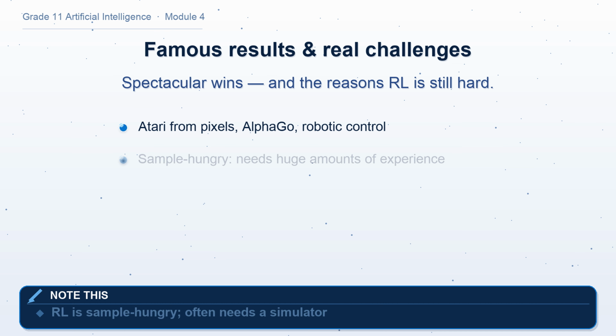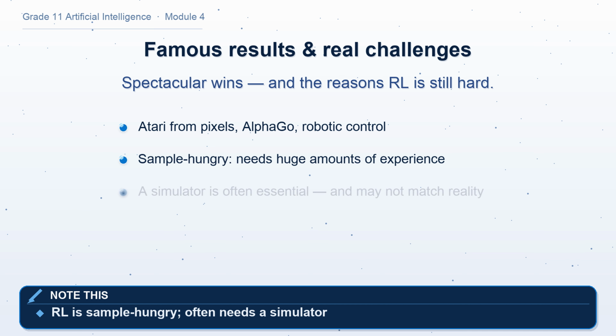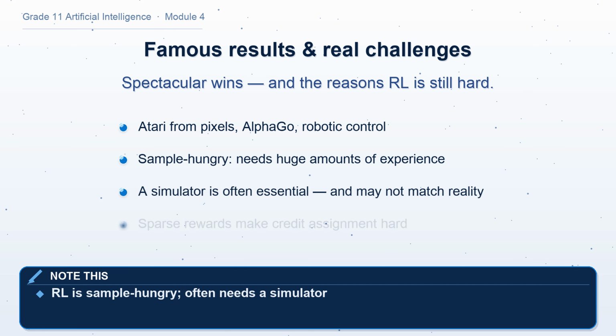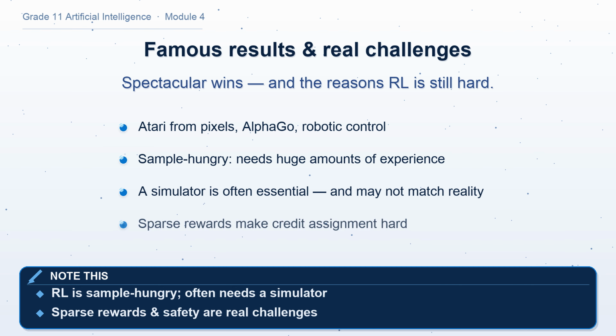These methods are sample hungry. They need an enormous amount of experience to learn. So we often train in a simulator, which is fast but may not match the real world exactly. When rewards are sparse, arriving only at the very end, it is hard to tell which earlier action deserves the credit. And safety is a real concern.